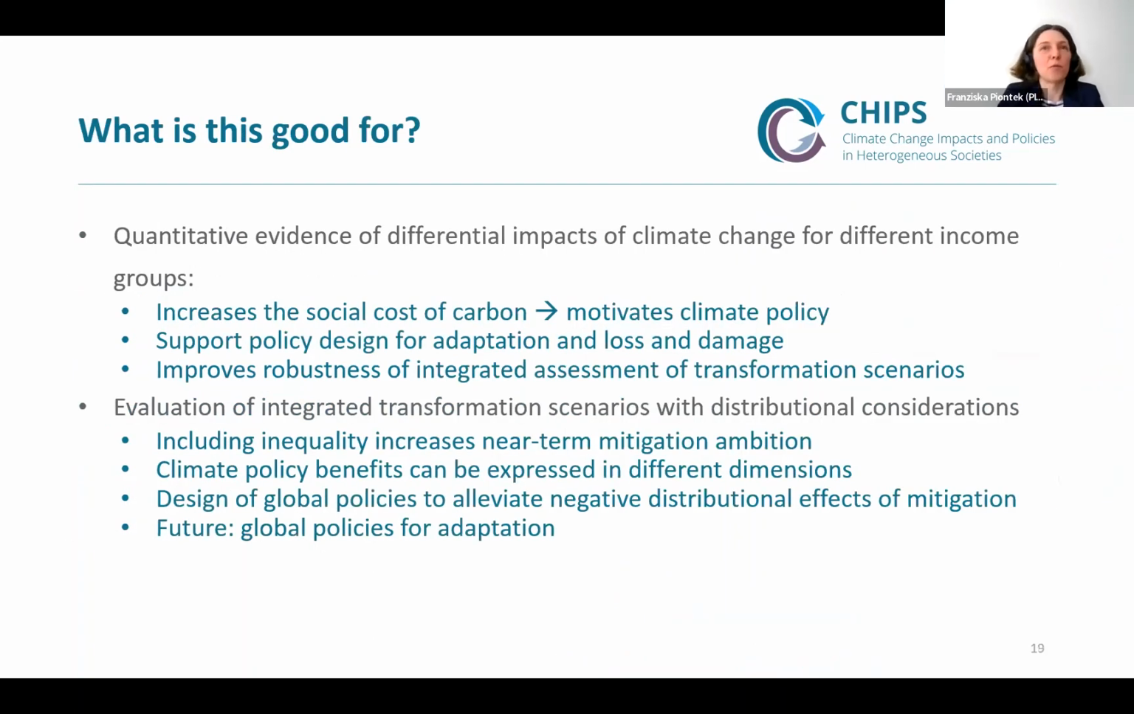Yes, since we are already over time, I don't want to spend too much time to conclude, except to stress that what we find here is that including inequality into these assessments really motivates more stringent climate policy, especially in the near term. And it also supports policy design for adaptation and for loss and damages to really quantify these things also for different income groups. We do not take into account adaptation yet in this modeling, and that would be one of the crucial next steps also for this type of modeling.